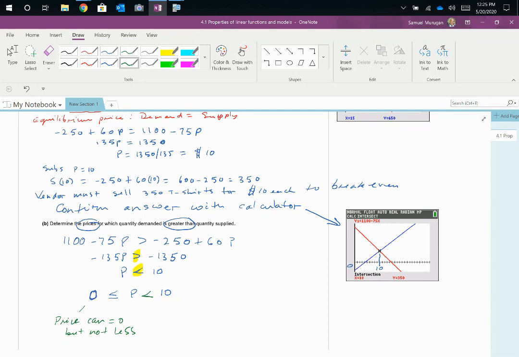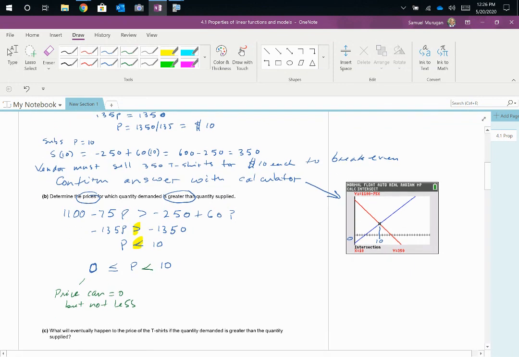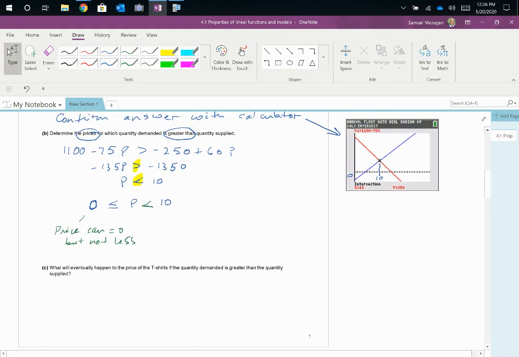Okay. And that probably makes a little bit of sense, because if you have a situation where people are asking for more product than the amount sold, then it will affect the price. Then the quantity being supplied by somebody, it will affect the price in a way where you have to lower the price. Now, here they give us a situation to think about. What will eventually happen to the price of the t-shirts if the quantity demanded is greater than the quantity supplied?